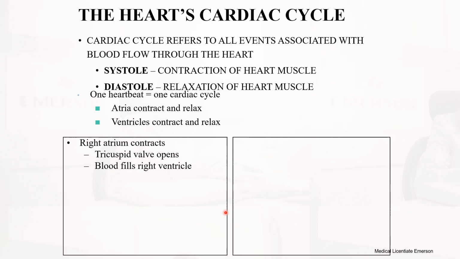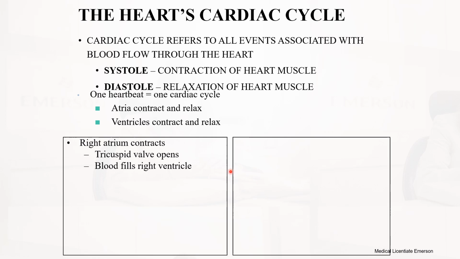So that's for the right atrium and the right ventricle. Okay, so in the left atrium, after blood goes into the left atrium, the bicuspid valve opens, then the blood fills the left ventricle. Once it goes into the left ventricle, it contracts, and the bicuspid valve closes off and the aortic semilunar valve opens and blood is pushed into the aorta.